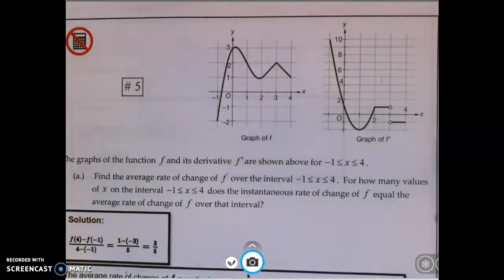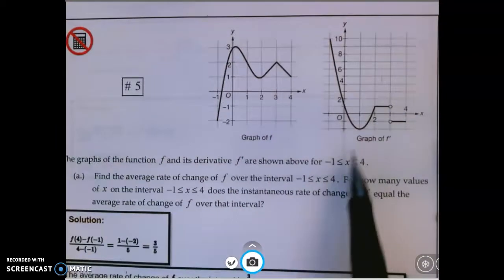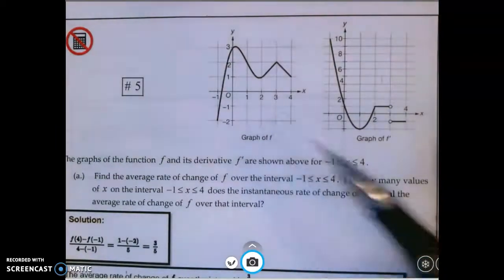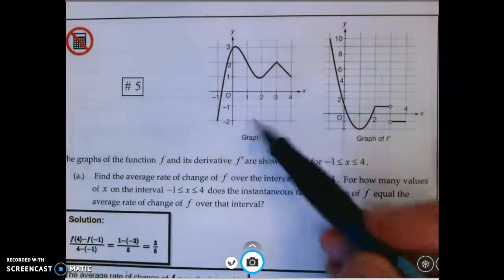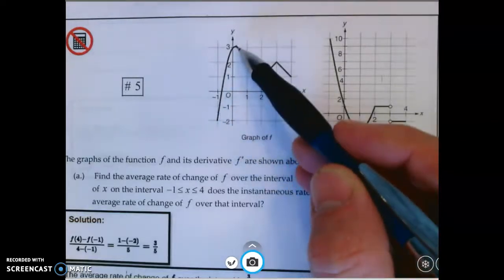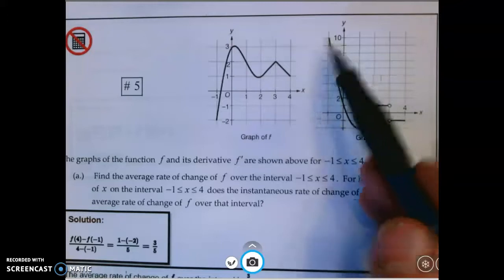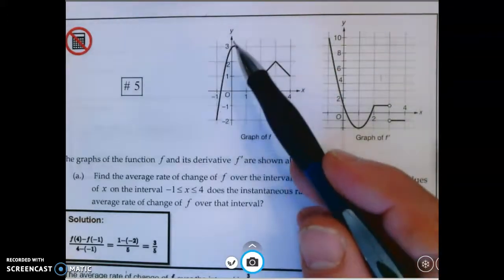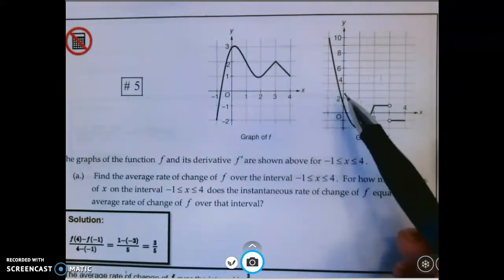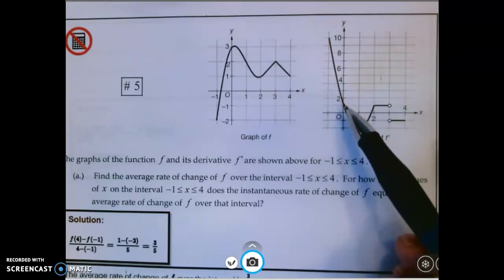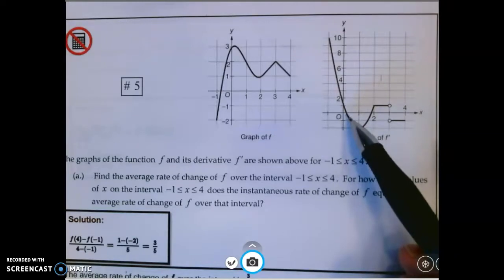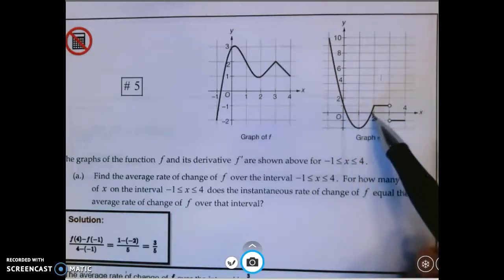Okay, so for number 5, we're given 2 graphs. We're given f and its derivative. Let's first make sense of the fact that we don't need to do this exactly, but just to understand what's going on. This has a positive slope up to there. This goes negative. This is a positive slope to there, which means these are going to be positive values all the way to there. And then once we get beyond there, this is the peak of the curve. It's going to be negative.